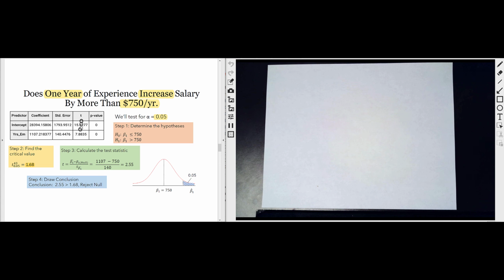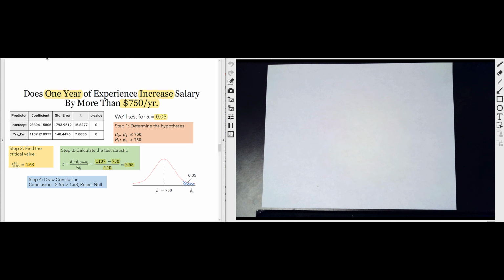And now, as I said, we can't just look at the t's that are in the table because we're not comparing with a null hypothesis of 0. So now we take our estimated slope, we subtract our null hypothesis slope and divide by the standard error. In this case, we compute a value of 2.55. And because 2.55 is greater than 1.68, we do reject the null hypothesis and conclude that indeed the salary increase is greater than $750 per year at a 0.05 level of significance.